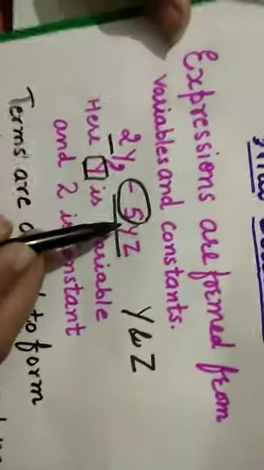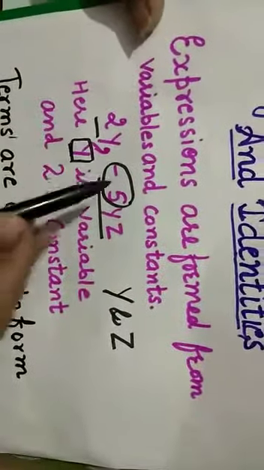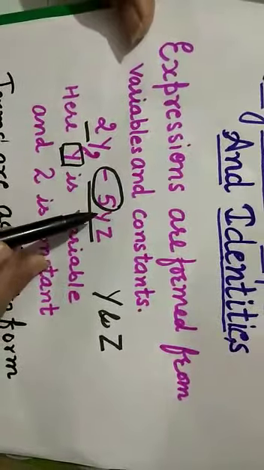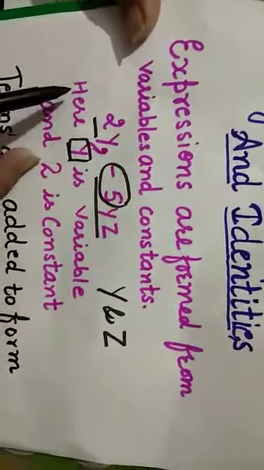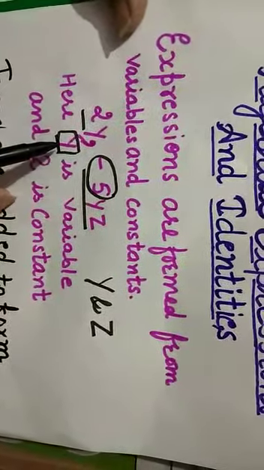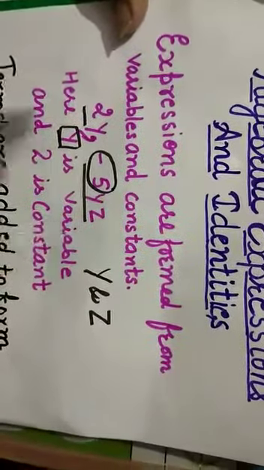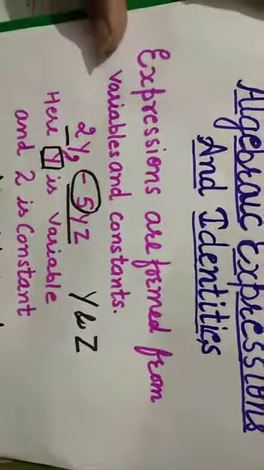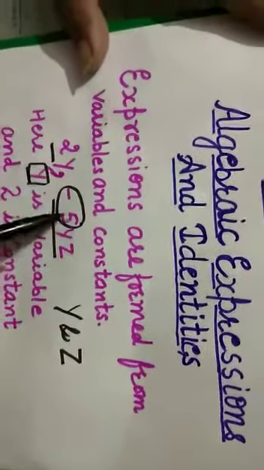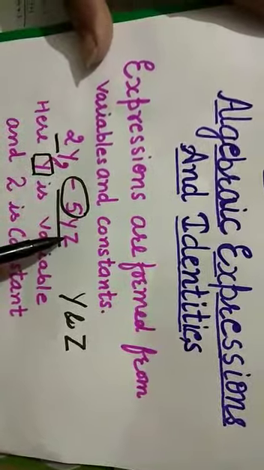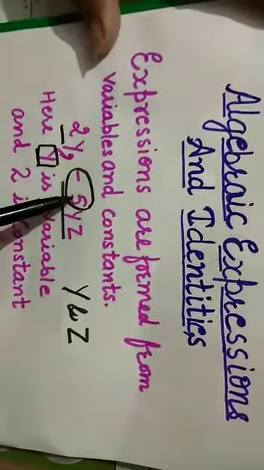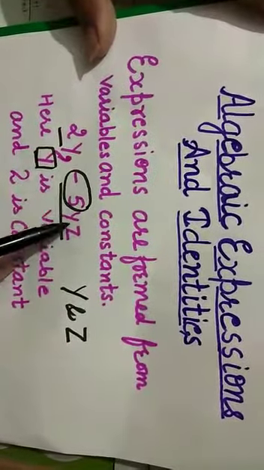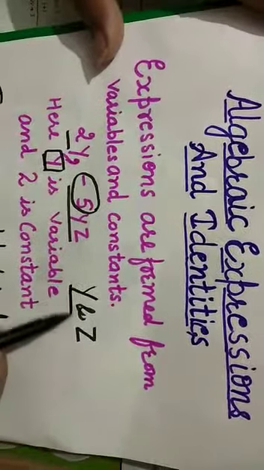Here I have taken two terms, 2y, and second I have taken minus 5yz. Here in the first expression, y is the variable and 2 is constant. Its value will remain the same, so it is constant. In the second one, I have taken minus 5yz. The meaning of this is minus 5 is constant and y and z, these two are variables.